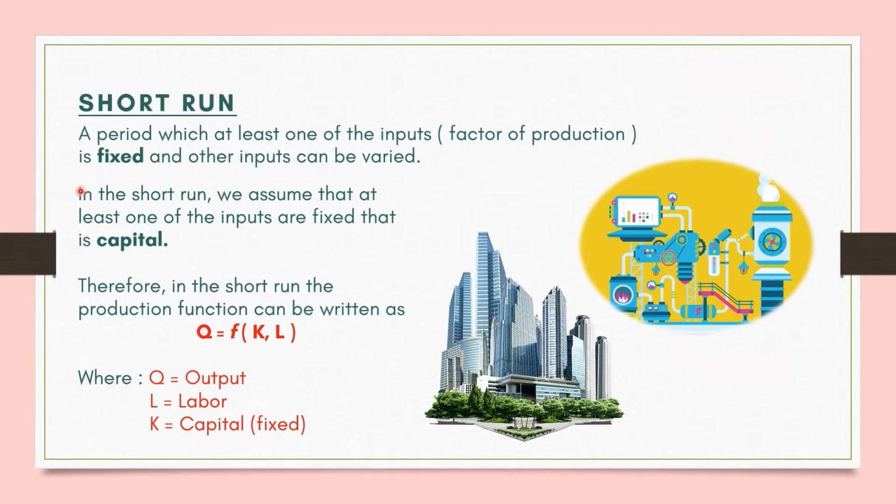Okay, so in the short run, we assume that at least one of the inputs is fixed. That is capital, like just now: machinery, all man-made materials. Therefore, in the short run, the production function can be written as Q, whereas the output, equals F of the inputs K and L. K, whereas the capital, must be a fixed input. The capital is always a fixed input. And L is the labor.